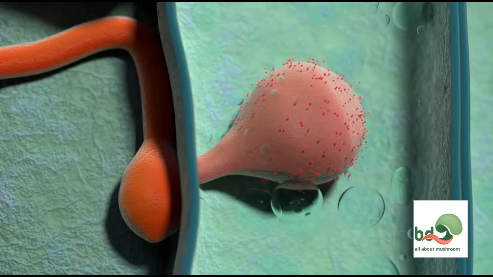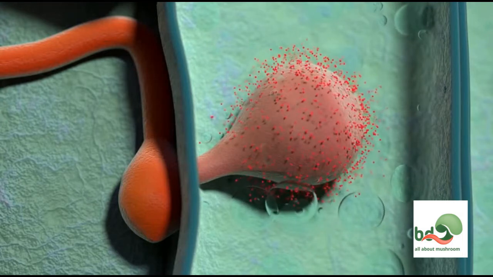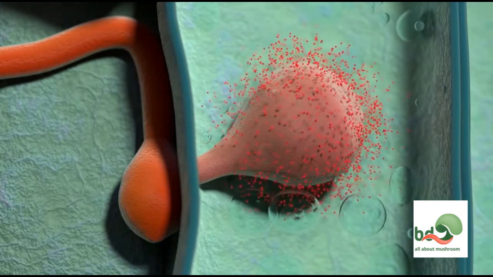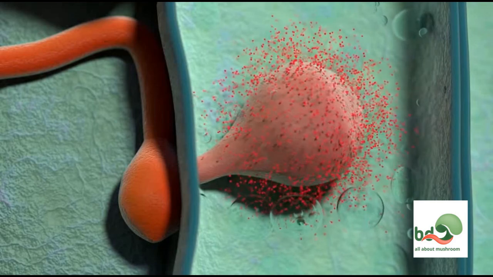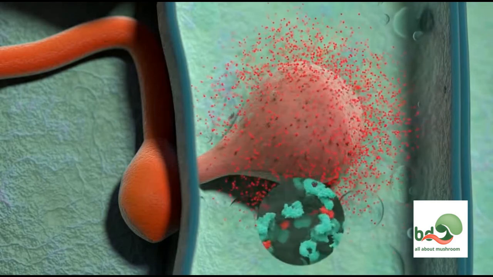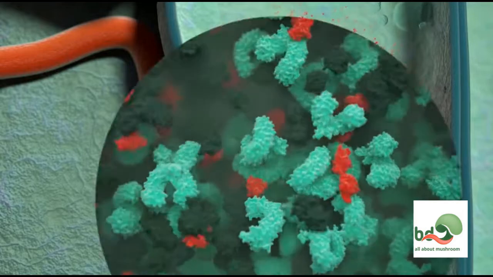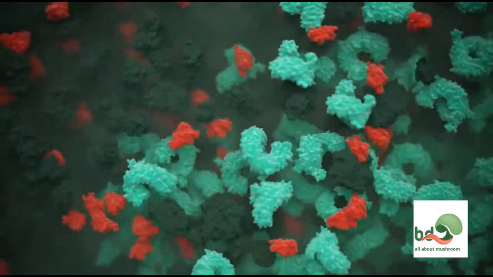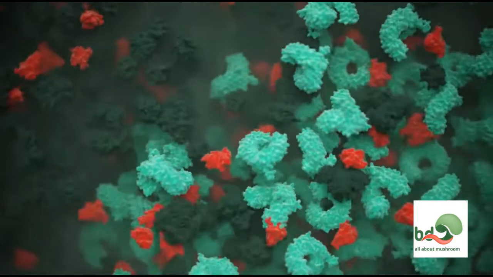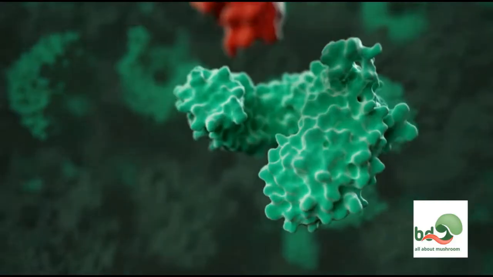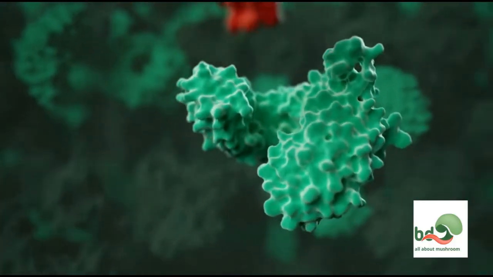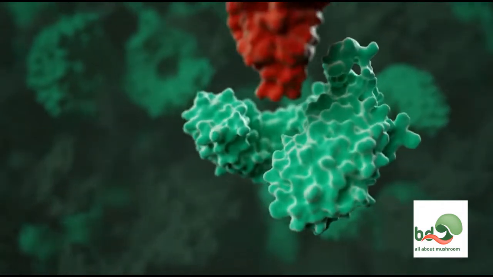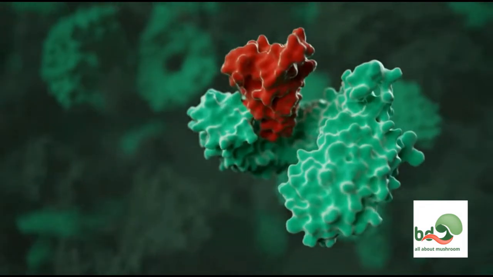It also begins to secrete small protein molecules called effectors. This is a critical time for the plant. If it can detect the fungal effector proteins, it can try to stop the invasion. The plant has specialized resistance proteins which act like an immune system.